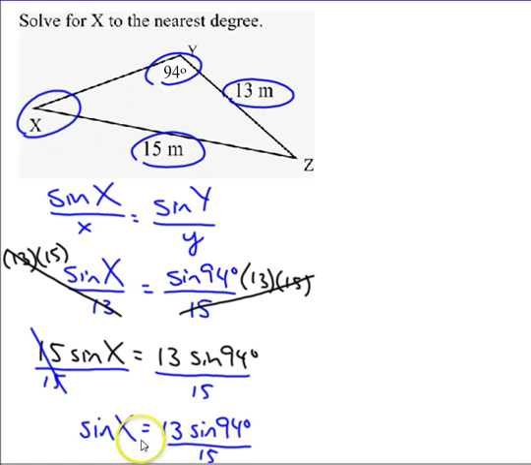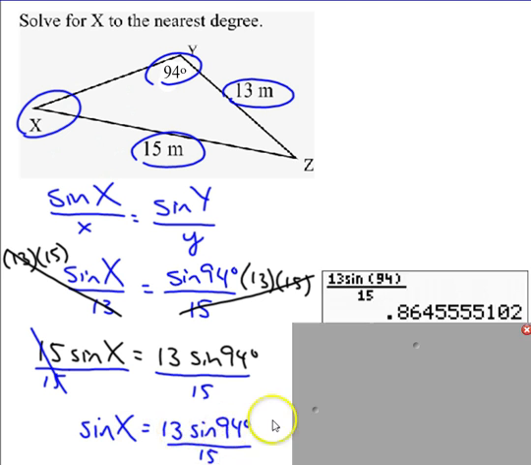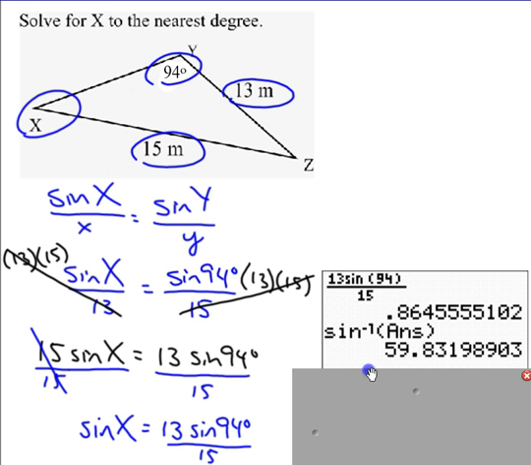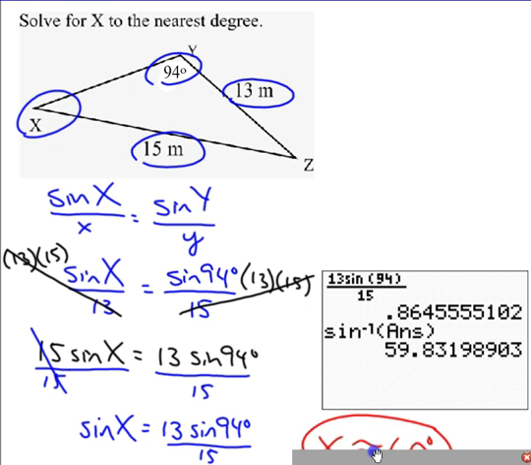Now remember, to get x by itself, we have to do inverse sine. So I'm going to put this fraction in my calculator, in degree mode. Okay, so I've got it here. Now I'm going to do the inverse sine of this answer. So just cursor up on top or hit ans. It comes out to be 60 degrees. Now I have to consider if that's a reasonable answer. It's a smaller angle than 94, and 13 is a smaller side than 15.